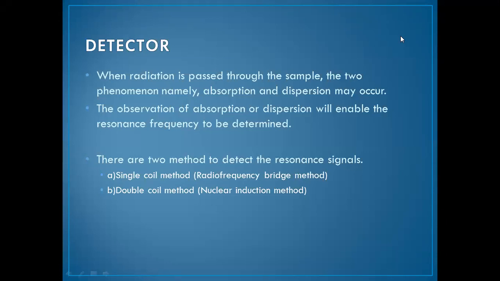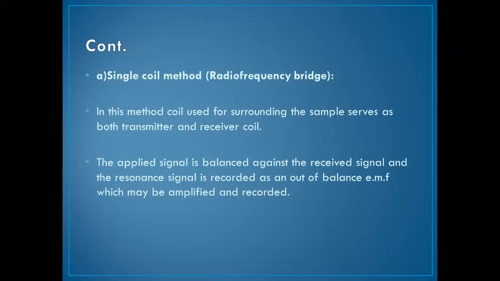So, the detector. This is the second last component of NMR spectroscopy. When radiation is passed to the sample, two phenomena, namely absorption and dispersion, may occur. The observation of absorption or dispersion enables the resonance frequency to be determined. There are two methods to detect the resonance signal. First is the single coil method and second is the double coil method.